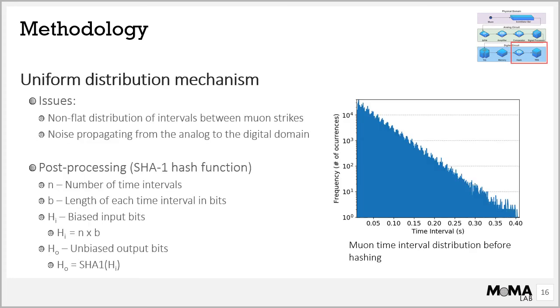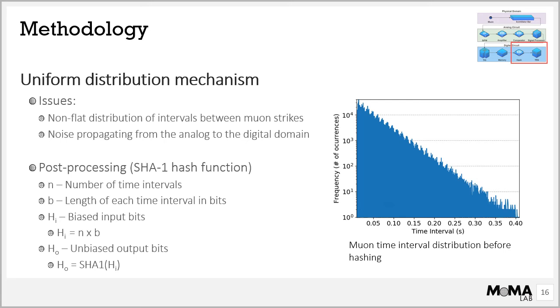Now, I want to talk about the process of removing biases from the collected entropy, but before I do that, I would like to explain the reason for doing this. So in order to ensure an accurate quantum random number generator, we need to address two concerns. First, we need to address the non-flat distribution of random intervals between muon strikes, and this is something you can see from the graph that appears in this slide.